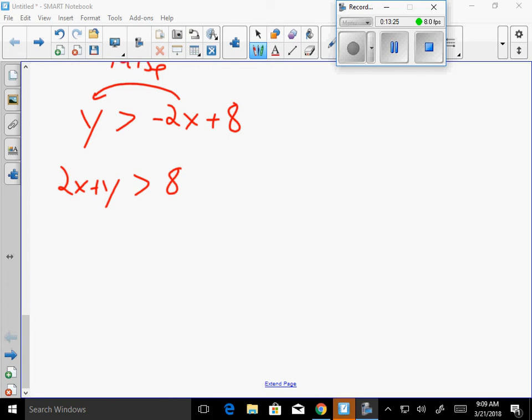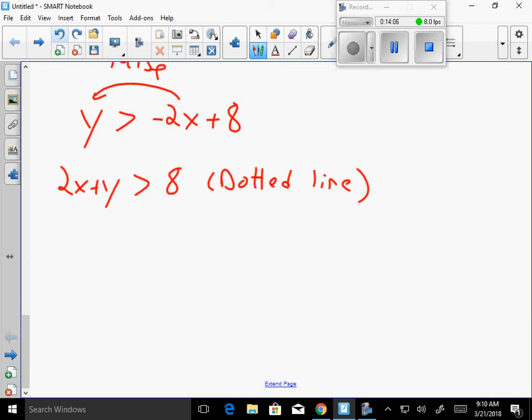I'm going to do a quick check. This is just a greater than or less than sign. There's no equal sign below it. So that means I'm going to have a dotted line. Okay? Right, guys? How do you know that? Because if it was greater than or equal to, with the equal sign at the bottom, that means you have to include the solid line. But when you don't have that, it means you don't include everything on the line, so it's dotted, just to show it's up to that line. Okay?